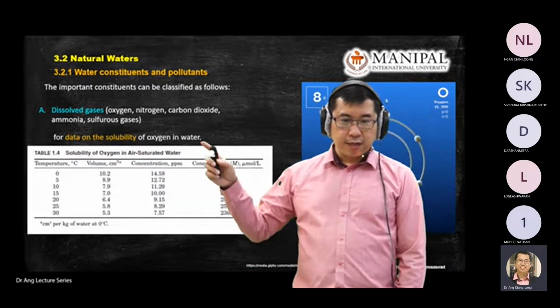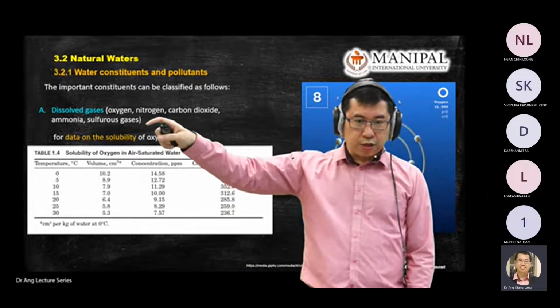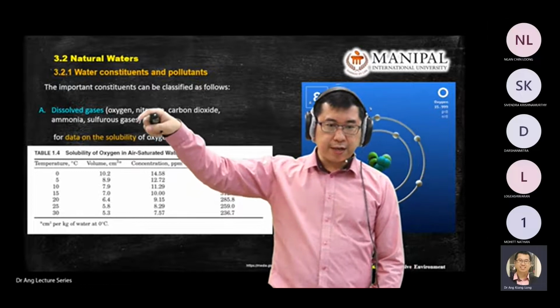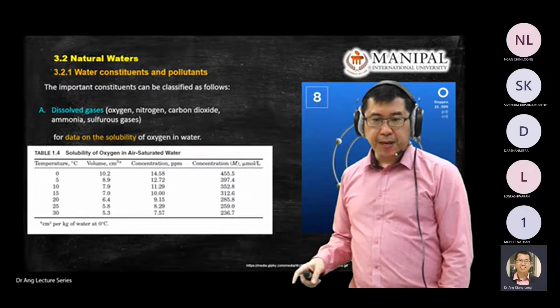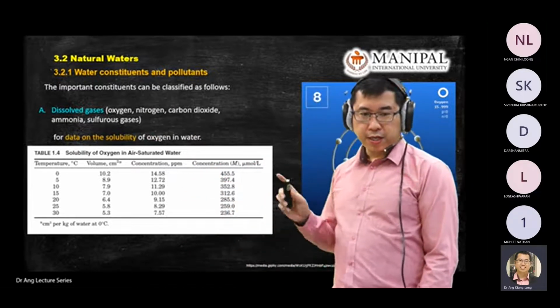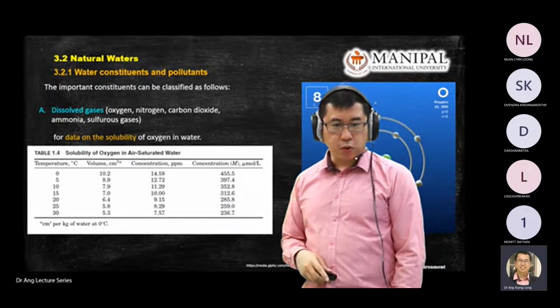Another one is this table. Oxygen has different levels of solubility, depending on temperature. So Table 1.4 is about temperature, how it affects oxygen in the water.